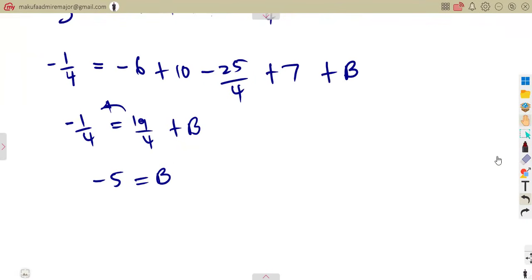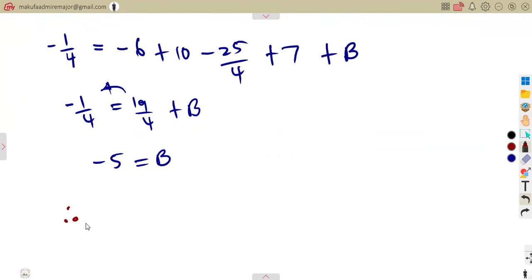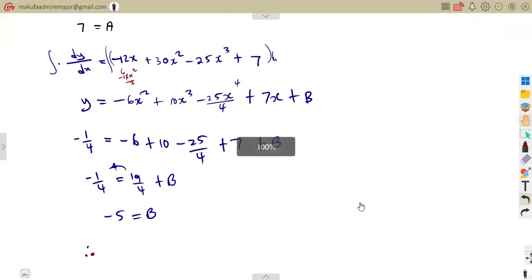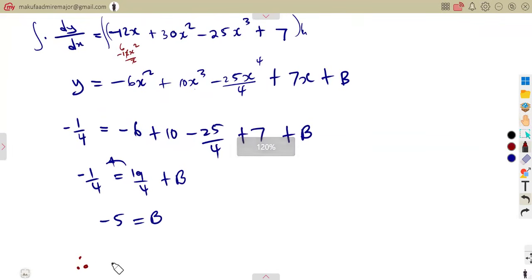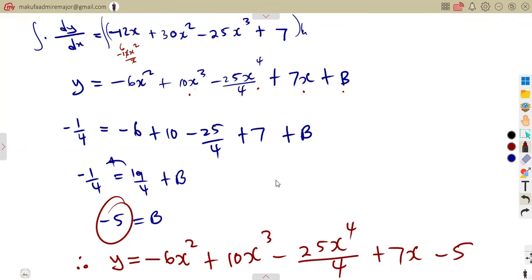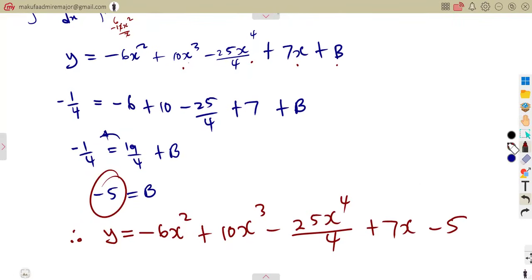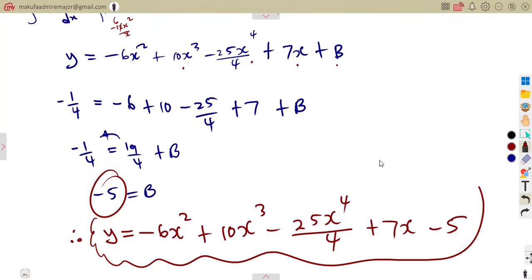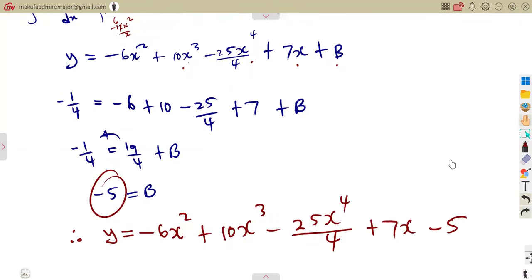So remember, we need the particular solution. So therefore, substituting the constant that we just calculated, y is equal to what? We substitute back. So therefore, y is equal to minus 6x squared plus 10x cubed minus 25x to the power of 4 over 4 plus 7x, our b, which is minus 5. So like that, you have got the solution that is y in terms of x.